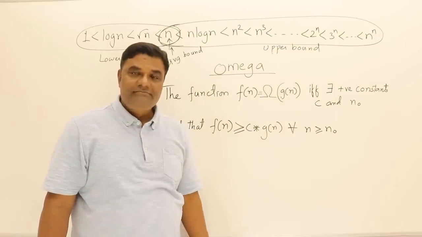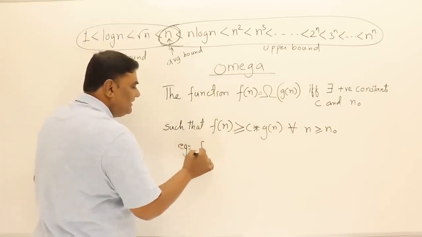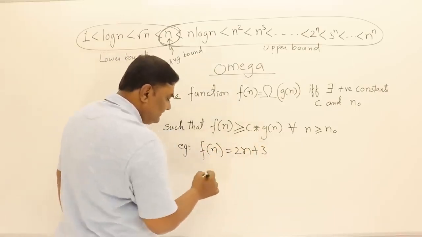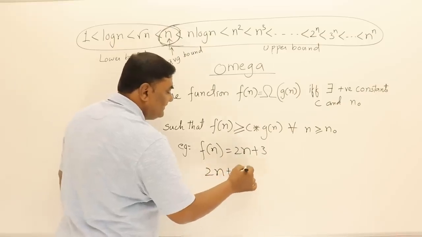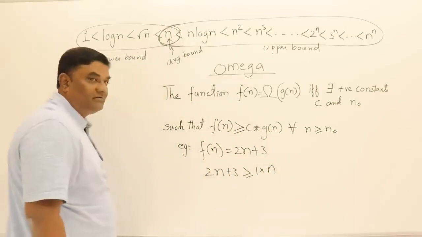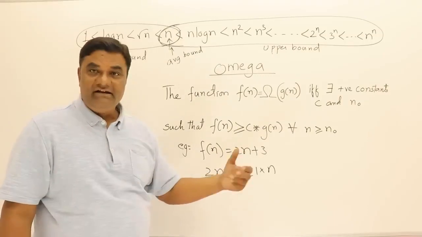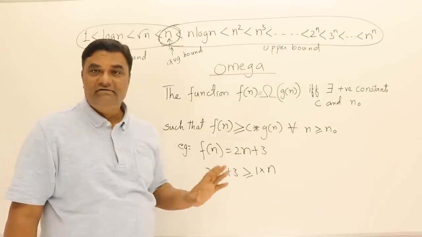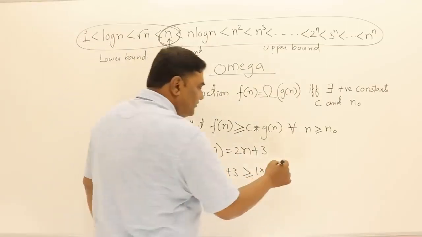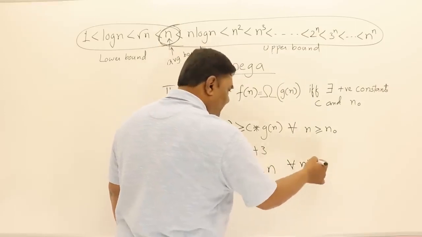That's the only difference. Now if I take the same example function, f of n is equal to 2n plus 3, then I can write 2n plus 3 is greater than or equal to just 1n. Earlier in big O we were writing every term as n. Now you can just write 1n. You can take the help of 1 here. So just 1n for all n greater than or equal to 1.